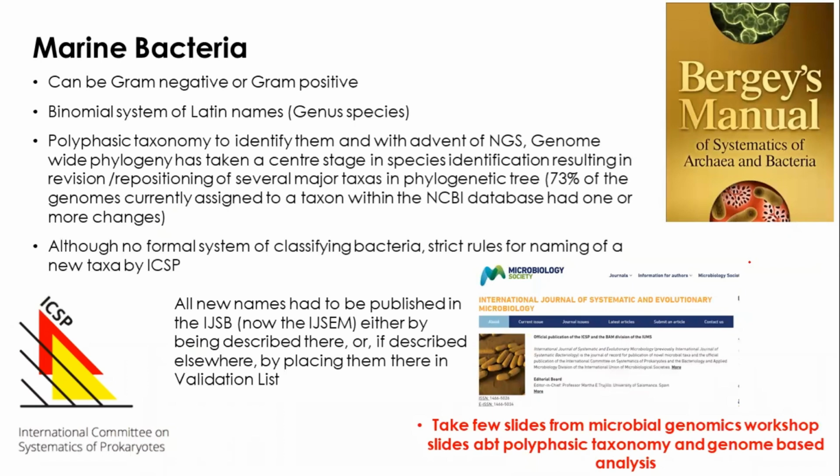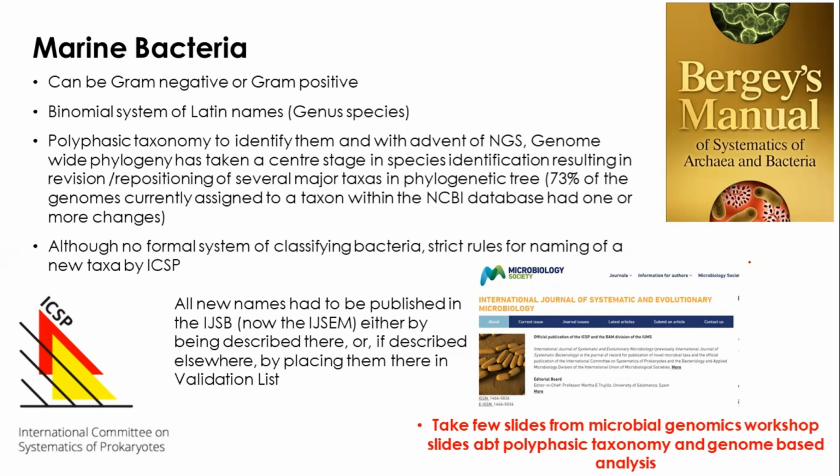So marine bacteria, any bacteria can be of two types based on the staining technique, right? We know it can be either gram positive or gram negative, based on the gram staining. For any bacteria, we provide a binomial system of Latin name. As you have seen for the animals, there is a binomial nomenclature, which means there is a genus name and then there is a species name. Similarly, for bacteria also, we provide genus and species name.